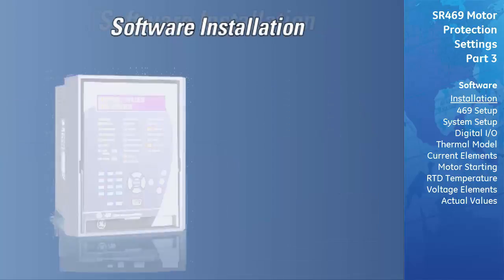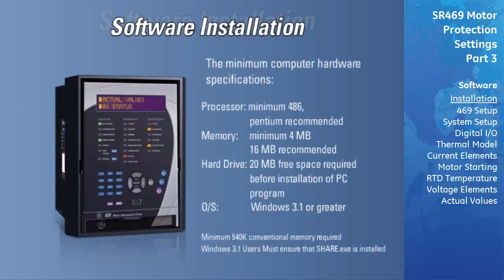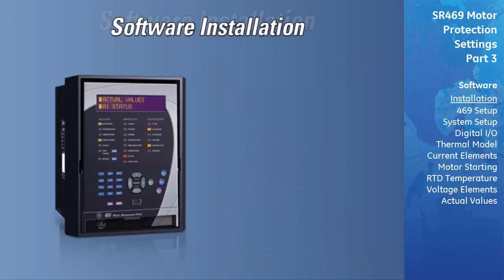To ensure that the InterVista 469 setup program operates properly, the minimum computer hardware specifications must be met before proceeding with the software installation. Please reference the cover of the CD or the notes if you are downloading the software from our website. The following procedure should be used to install the software.